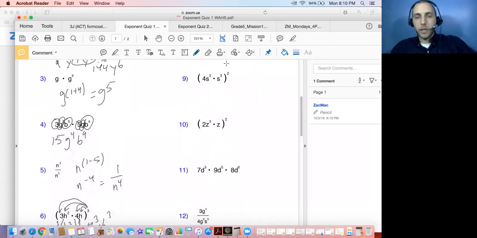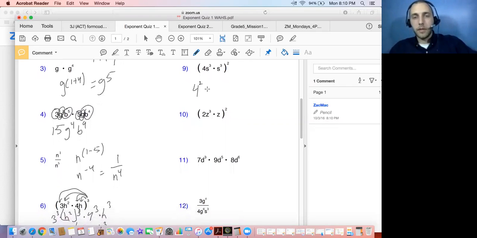Okay, and these two, 9 and 10, same thing we've done before. Distribute these exponents to every piece inside. Make sure when you do the 4, you're doing 4 to the second power and not 4 times 2. It's always the second power for everything that's in there. And then you would complete the rest, whatever needs to be in there.